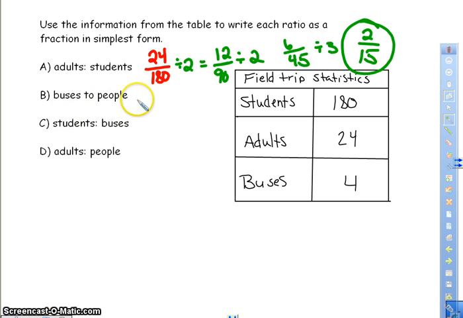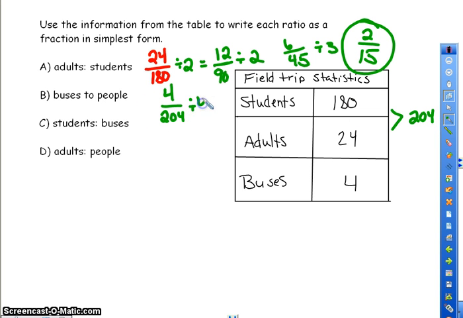Okay, buses to people. So there are 4 buses, and people would include students and adults. So we're going to add these together. So this is 204 people. So 4/204. And I'm going to go ahead and divide this by 4, and you get 1/52.